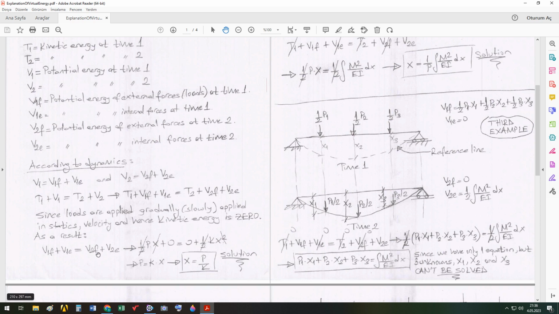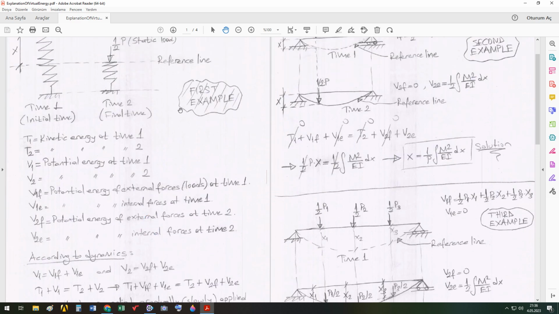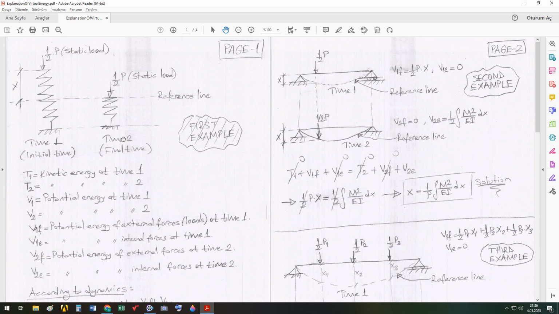And similarly, V2F is the potential energy of the force at time 2, according to the reference line. At time 2, P is here, and its tip is on the reference line. So there is no distance. Distance is 0. As a result, V2F is 0.